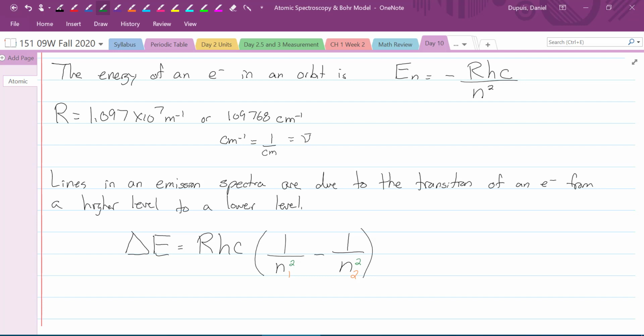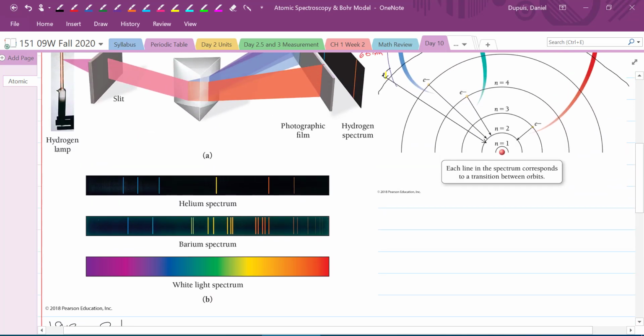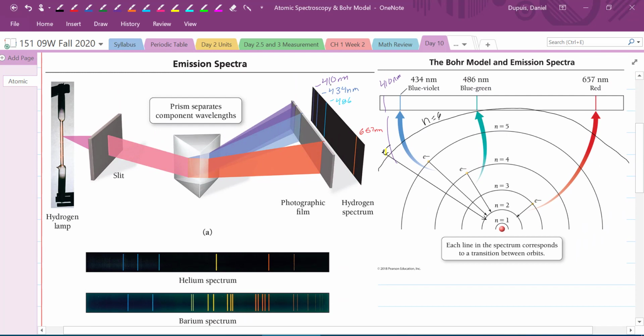Because remember, a little side note, E equals HC over lambda. So this delta E can be put into this equation right here and get the color out, right? So what Bohr noticed is that you had 410, 434, 486, and 657 nanometers. They all represent an energy. That makes sense? They represent the difference between these energy levels. And we found out to be 2 to 6, 2 to 5, 2 to 4, and 2 to 3. Or 6 to 2, 5 to 2, 4 to 2, 3 to 2.